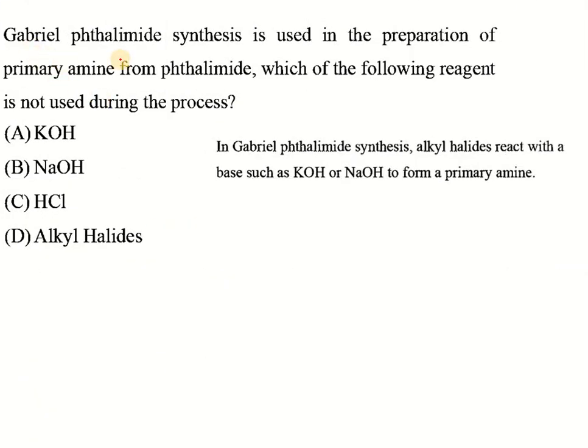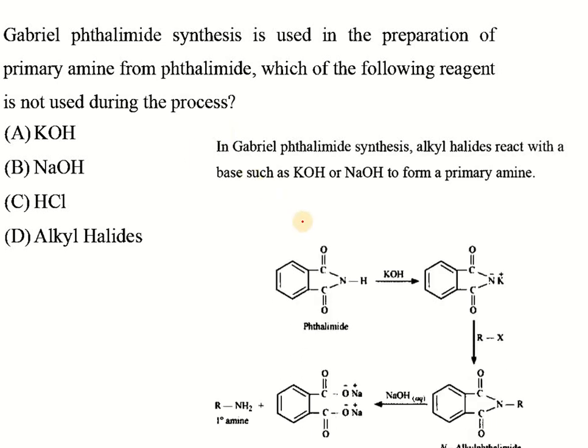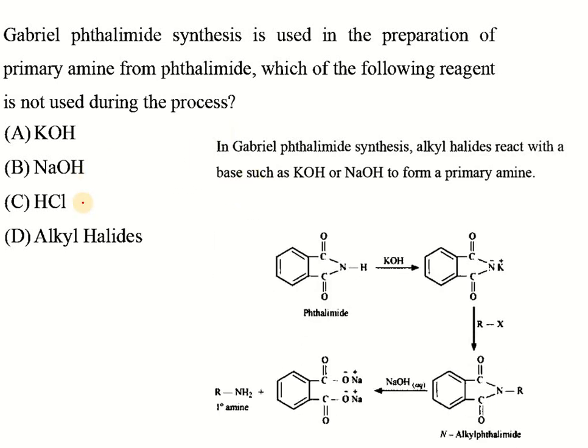Next question. Gabriel phthalimide synthesis is used in the preparation of primary amines from phthalimide. Which of the following reagents is not used in the reaction? So we won't use HCl in this reaction. Mechanism, if you observe.